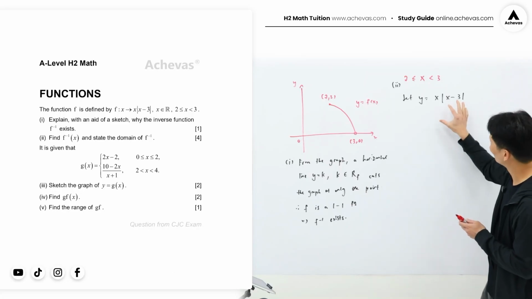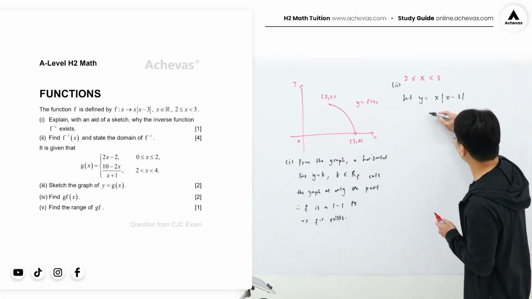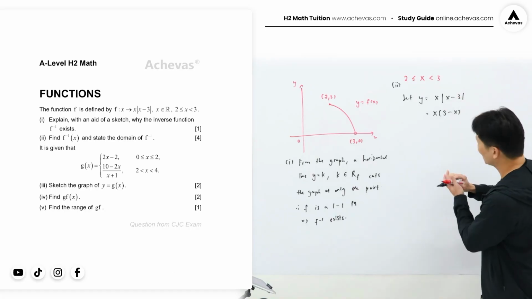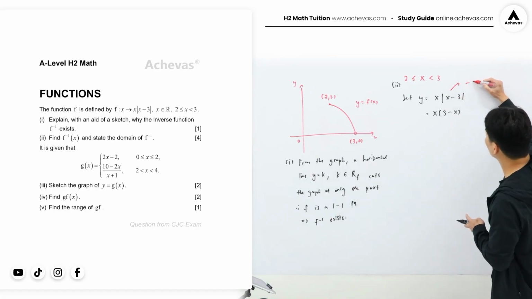So in this case, if we were to remove this modulus, I'll end up with x(3 minus x) by putting a minus in the modulus.